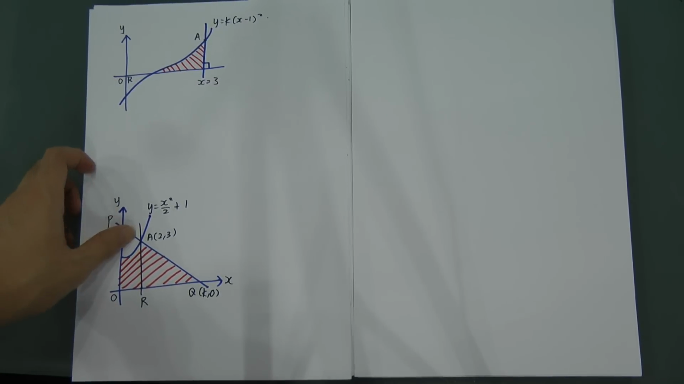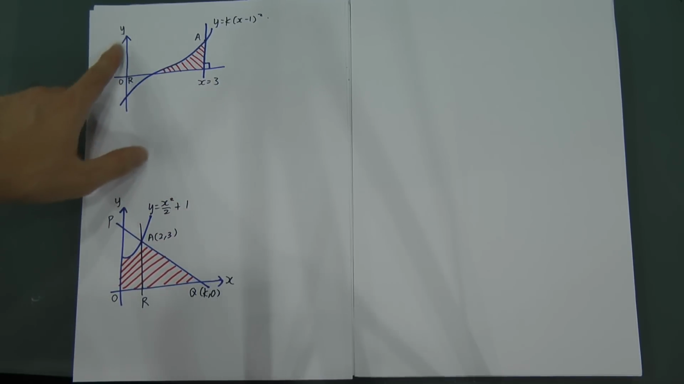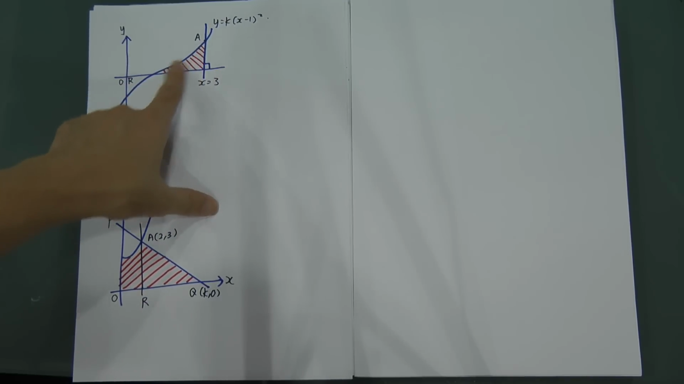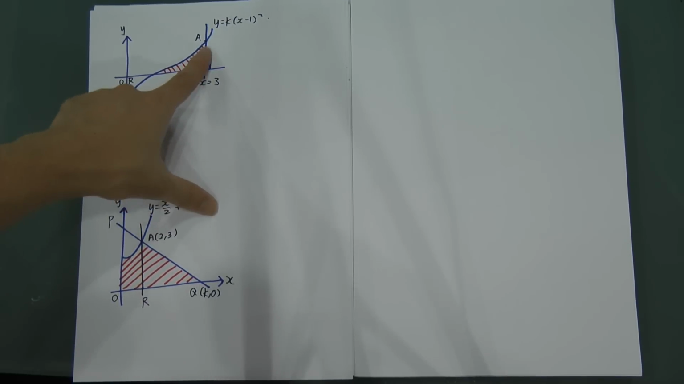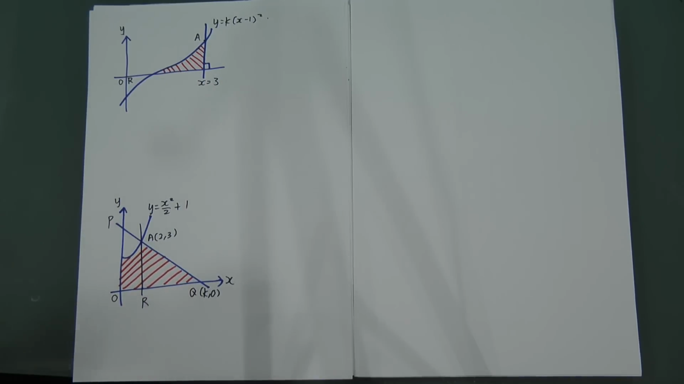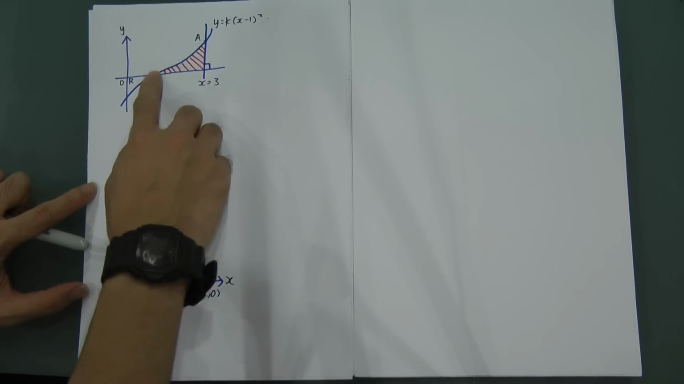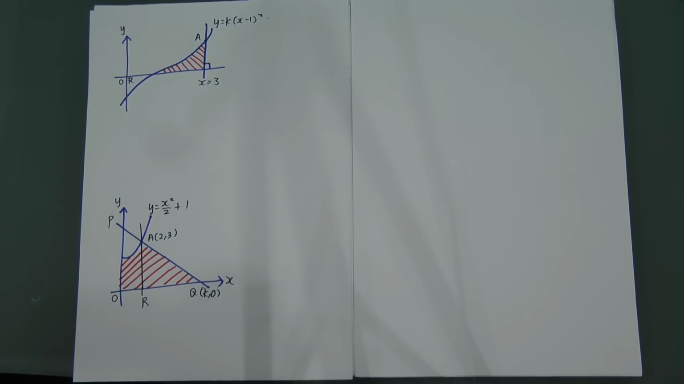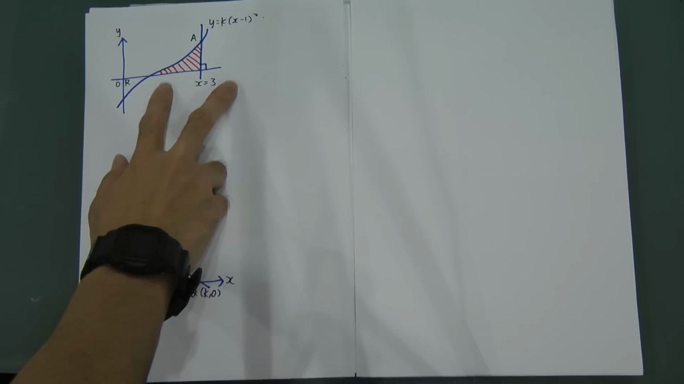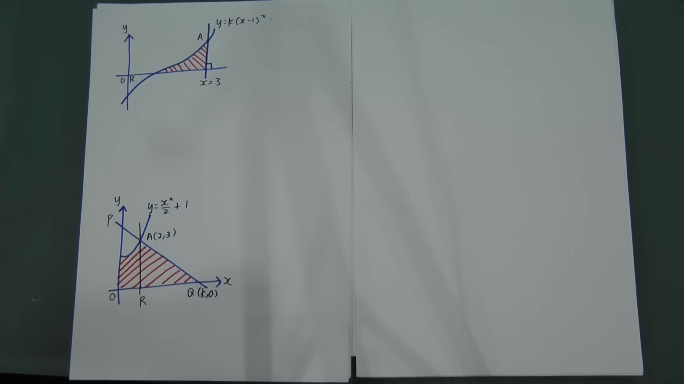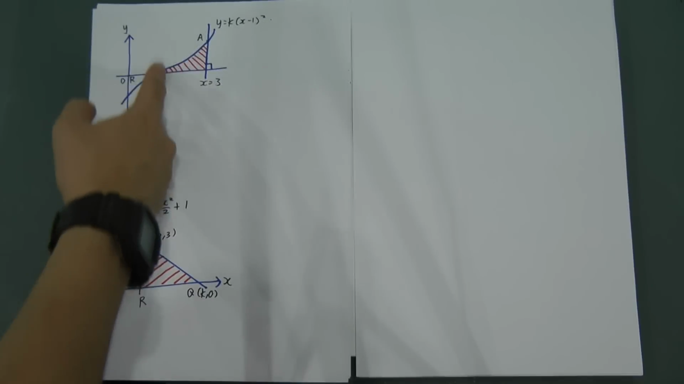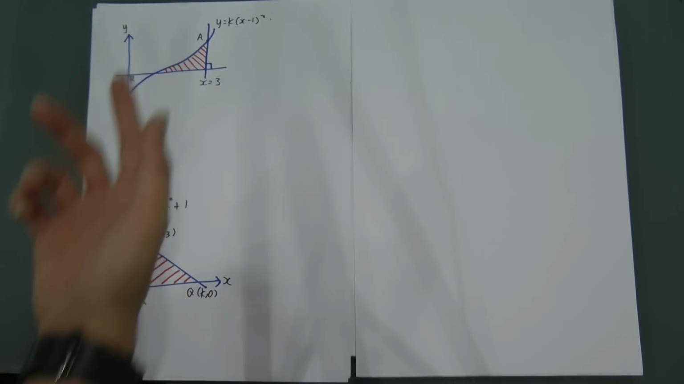First, you see this diagram. When you see this diagram, normally the exam question will ask you to find the shaded region. In order to find the area of the shaded region, what you need to analyze first before you start is whether you want to use the x axis or the y axis to find the area.